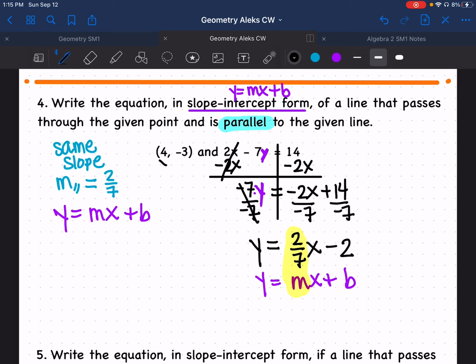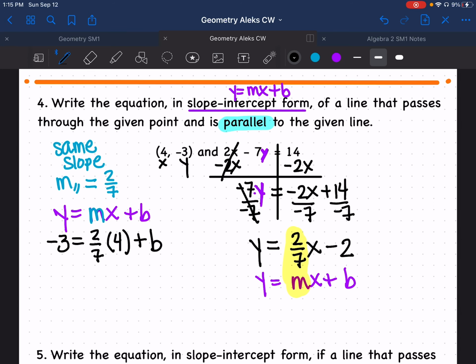Now what I'm going to do is take my y equals mx plus b, and here is my x, here is my y, and I'm going to substitute them in. So y becomes -3, x becomes 4, and I'm solving for b. Well, you might say, what about m? Well, m is going to be this parallel one up above, which is 2/7.